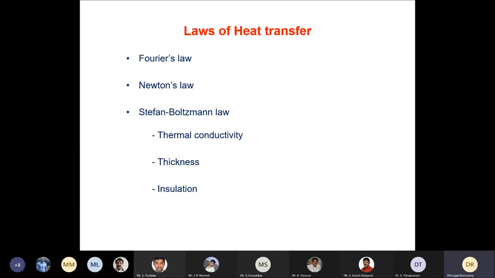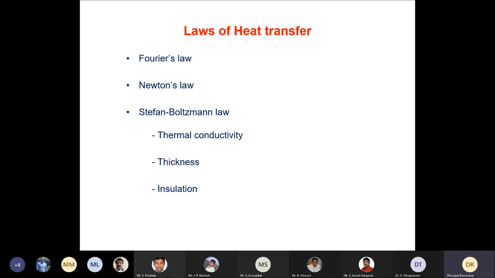Newton's law speaks about convection. Heat is transferred from the solid material to a fluid medium; the fluid may be liquid or air. So how is the heat transferred from that solid material to the fluid medium? We might have studied parallel flow and counter flow heat exchangers in this application. So Newton's law of cooling. The mathematical relation for Newton's law of cooling is hA delta T.